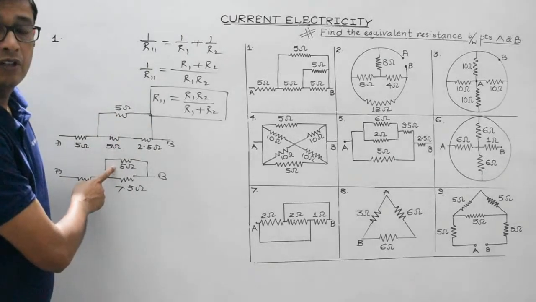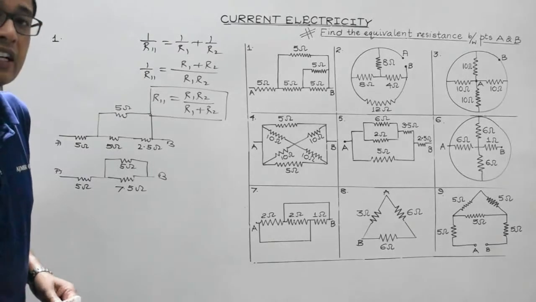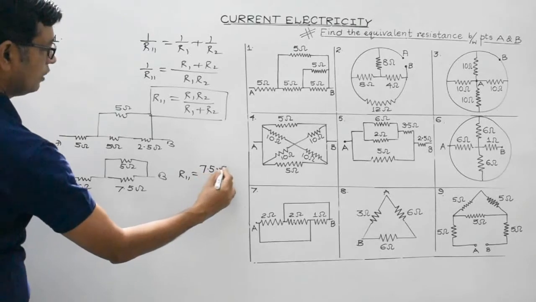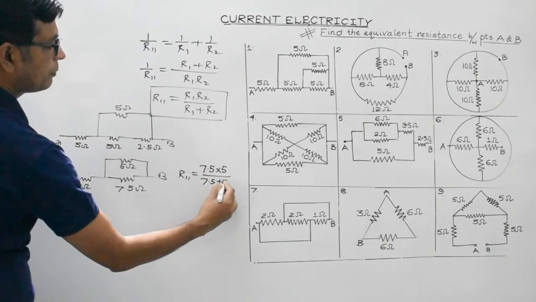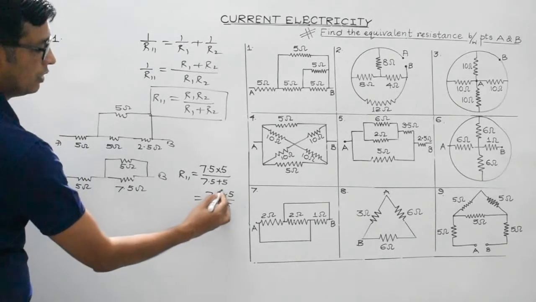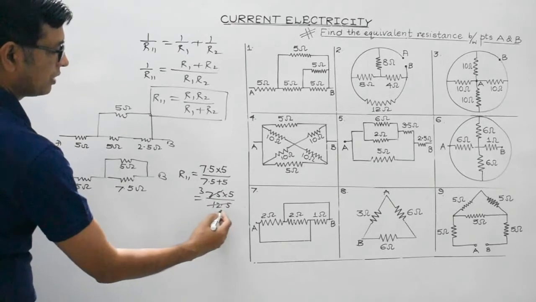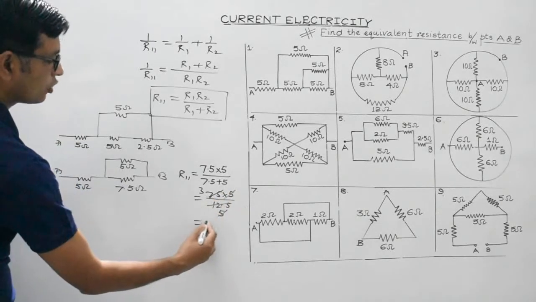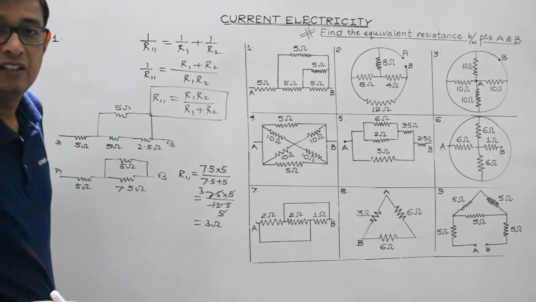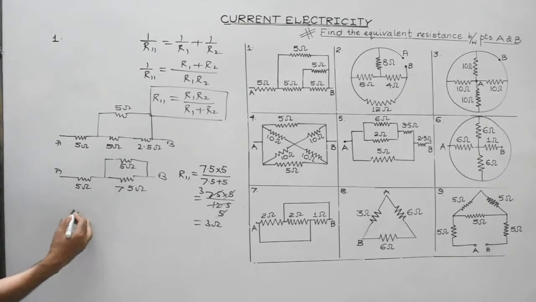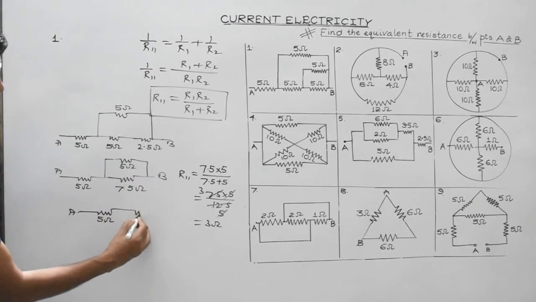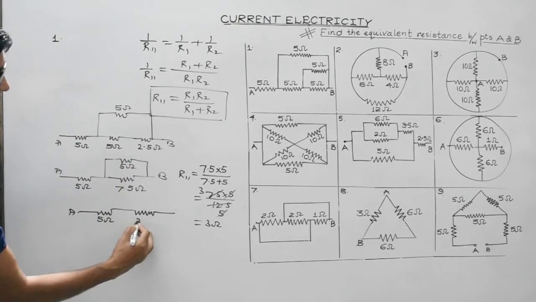Now students look, 5 and 7.5, these 2 are connected in parallel. So their equivalent resistance would be 7.5 into 5 divided by 7.5 plus 5. So it is 7.5 into 5 divided by 12.5. So it will be 5 get cancelled, so it will be 3 ohm. So the resultant of these 2, which are connected in parallel, is 3 ohm. So we are left with this 5 ohm and the resultant of 5 ohm and 7.5 ohm in parallel, which is 3 ohm.